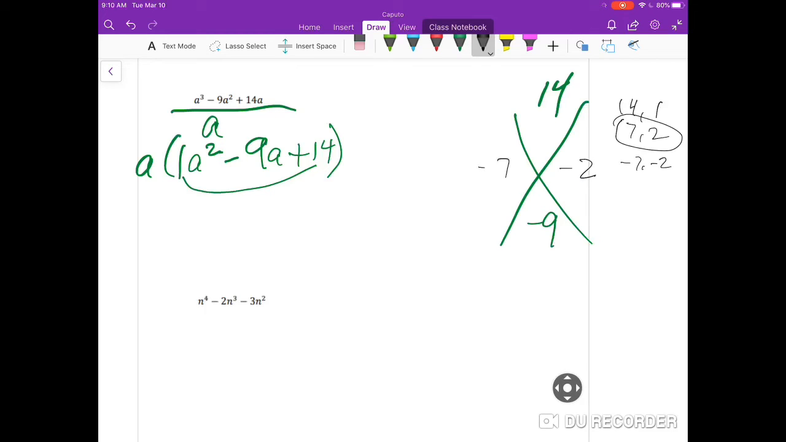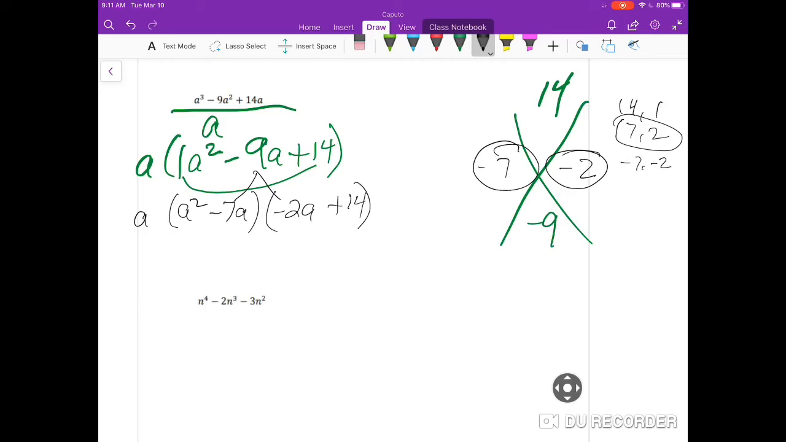Next thing, I'm going to split this up. Keep that a, don't lose it. And then, here we go. A squared here, 14 here. Split it up, negative 7a, negative 2a. Where did I get that from? Right here. Negative 7, negative 2. What do I pull out? An a minus 7. What do I pull out? Ooh, third term is negative. Pull out a negative 2. And then you get a minus 7. Final answer is a minus 2, a minus 7.